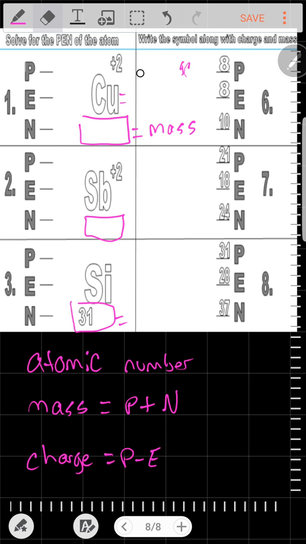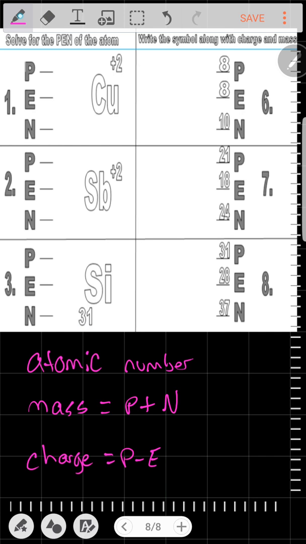Remember, from the last video, in an atom the number of protons, the number of neutrons, and the number of electrons are all going to be equal. So if you have protons, then you also have electrons, then you also have neutrons. But if we tell you otherwise with a charge or a mass, then you're going to have to calculate the neutron and electron number.